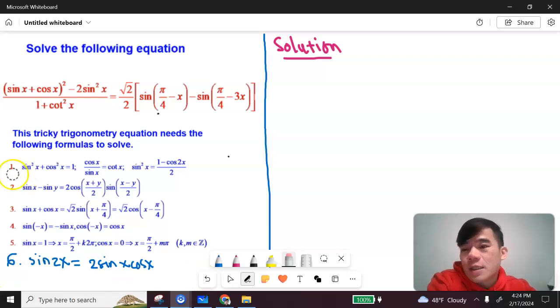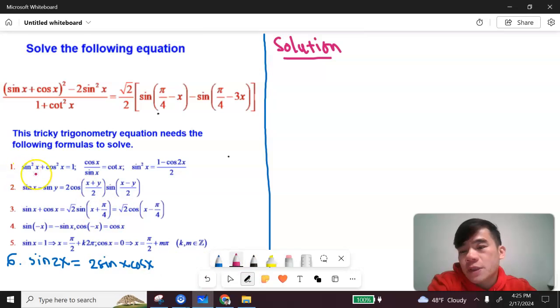Alright, so let's take a look at this tricky trigonometric equation. Before we solve it, we need to know the following formulas right here. We have six formulas that help us solve this problem more easily. So let's go over them.